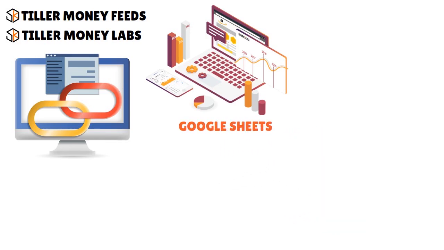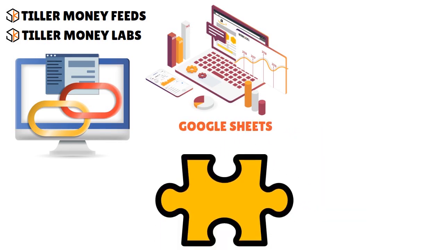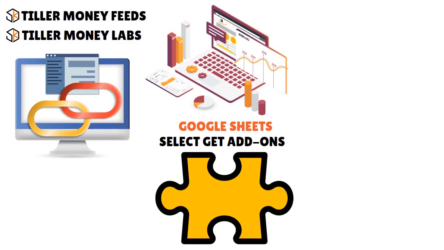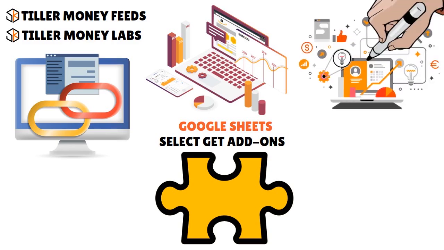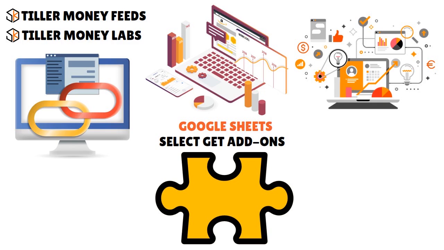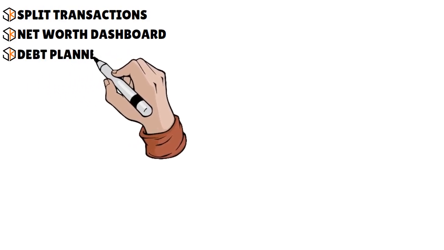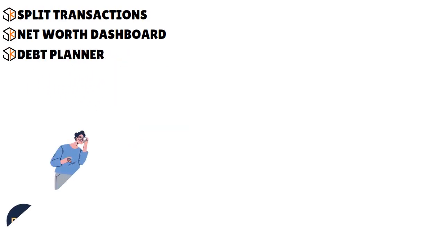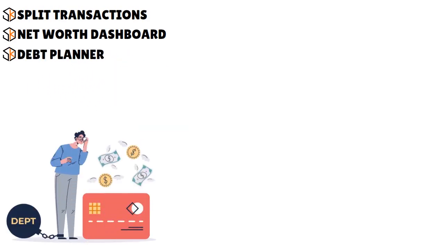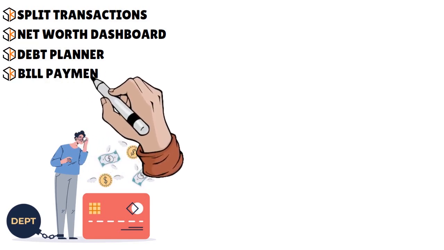You can add it to Google Sheets by going to the add-ons menu, selecting Get Add-ons, and then searching for Tiller Money Labs. This add-on gives you access to a number of extremely useful tools that are far too numerous for me to cover here. But you do have, for instance, split transactions. You have a net worth dashboard, so that's really good. You do have a debt planner, a streamlined debt planning tool to build and manage your debt payoff plan and achieve debt freedom. You have a bill payment tracker.